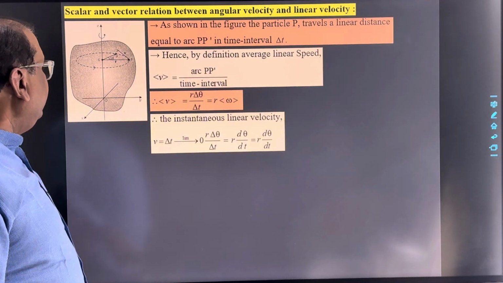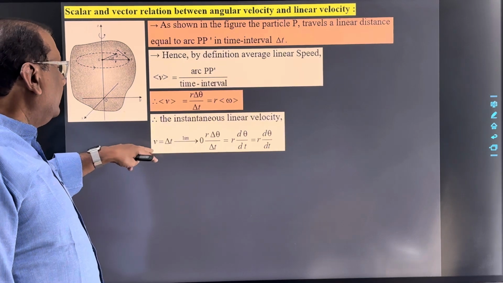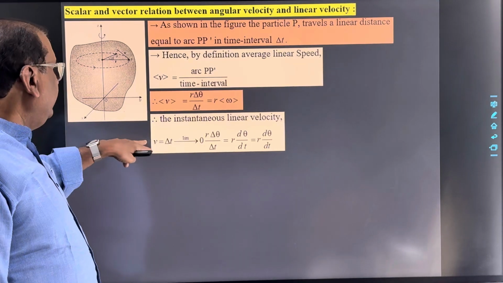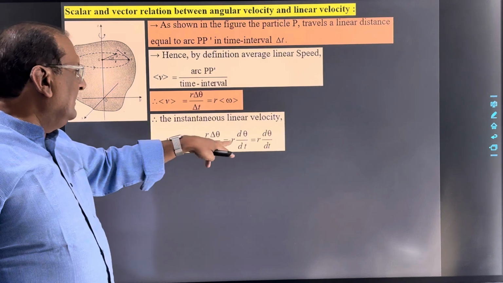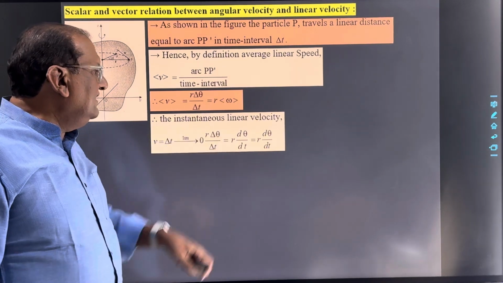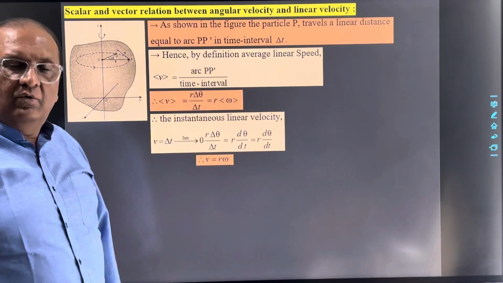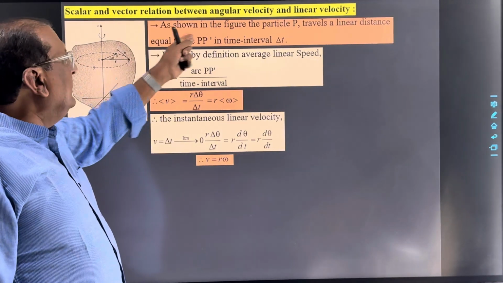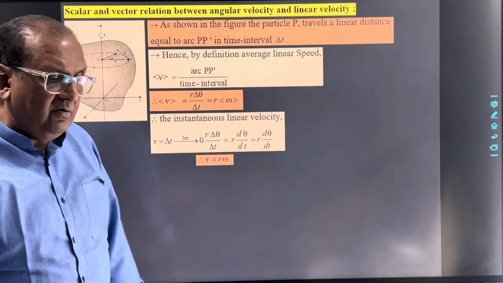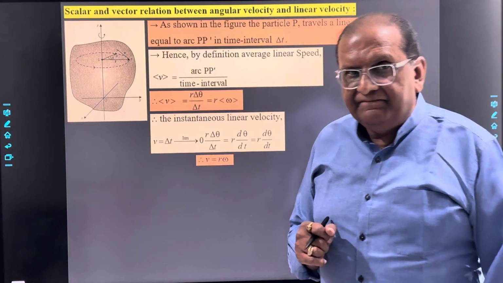Or simply, by taking instantaneous linear speed v, taking the limit delta t tends to 0, v is equal to r d theta by dt. So v is equal to r omega. This one is the scalar relationship between angular velocity and linear velocity.